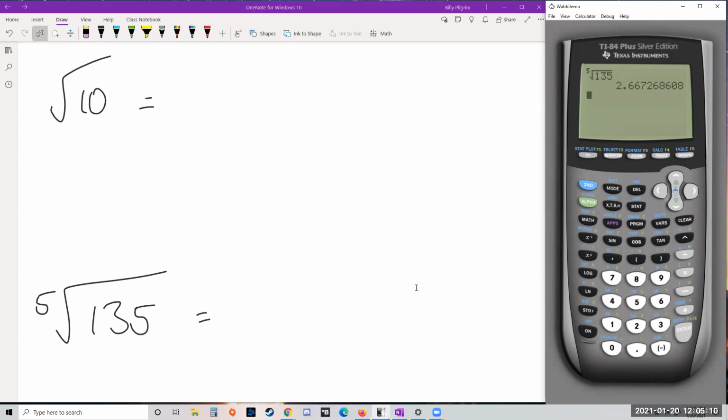Okay, so those are just some basic tools that will hopefully help you be successful on the calculator and not run into too much frustration.